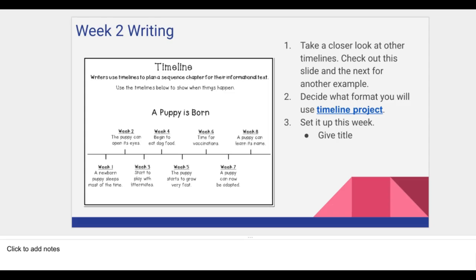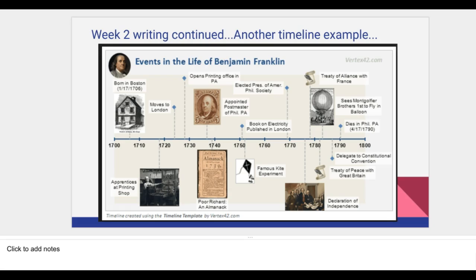And then your week 2 writing will be a takeoff still from your timeline project. You'll take a closer look at this timeline, and there is one more on the next slide, and decide what format you're going to use for your timeline project. You do want to pick that this week and set that up, whether it's going to be a Google Slides or a Prezi or something like you see here, and then give your timeline a title. And then I'm just going to jump to the next screen so you can see that other timeline that I had posted here. Just examples. Maybe you're doing yours by hand, which is acceptable as well.